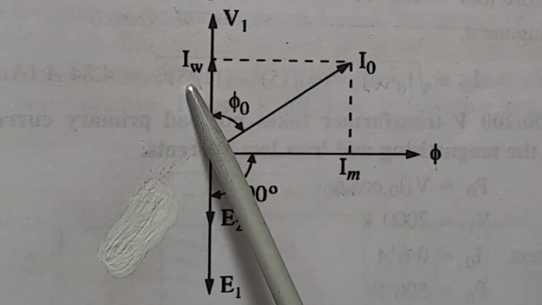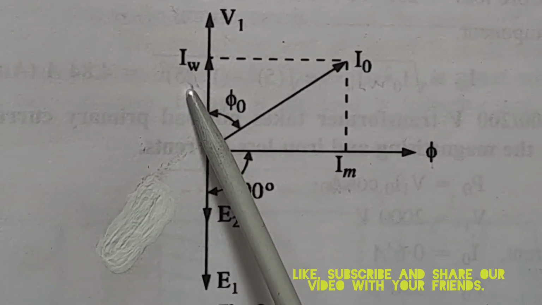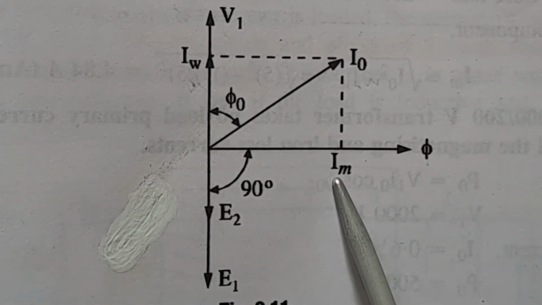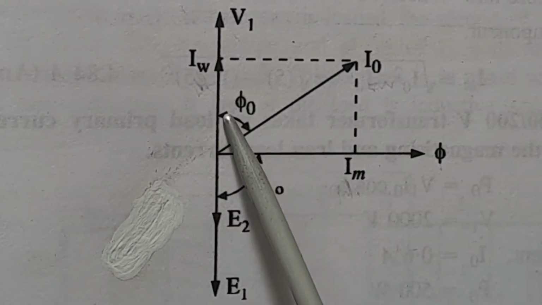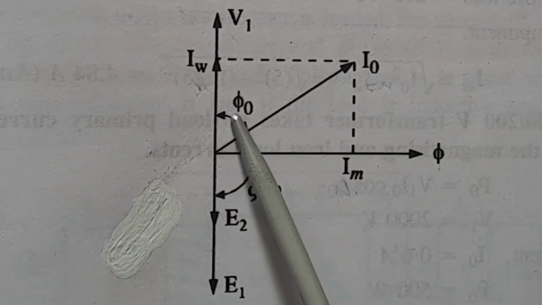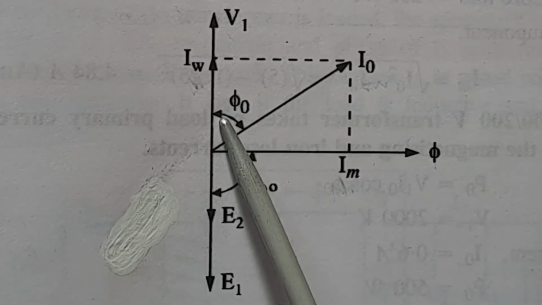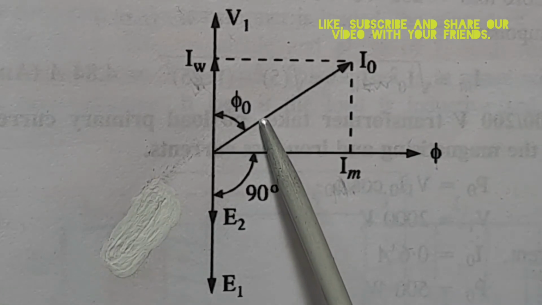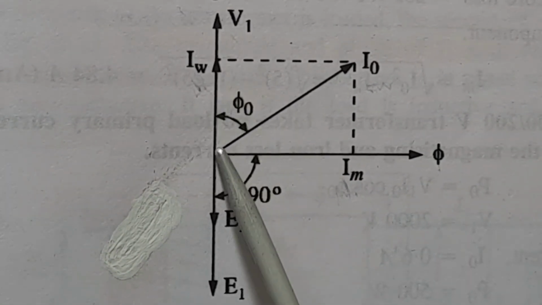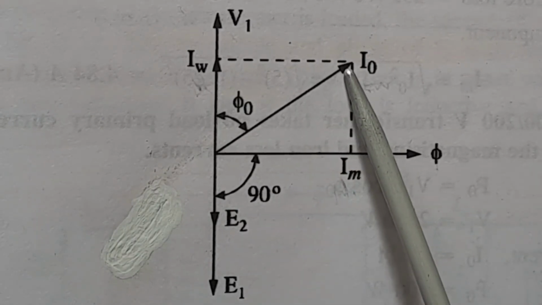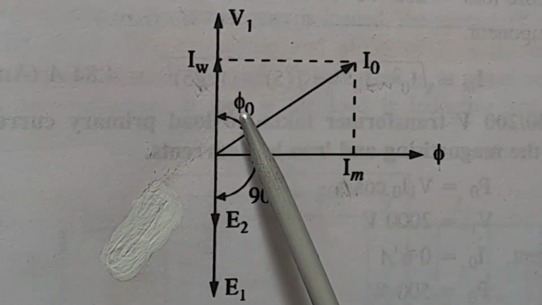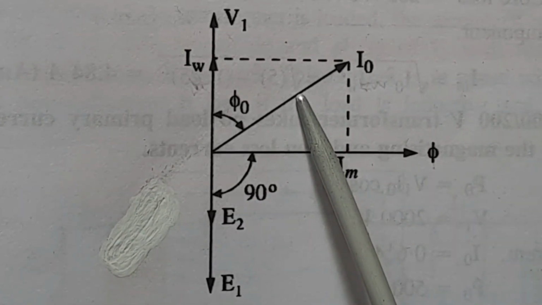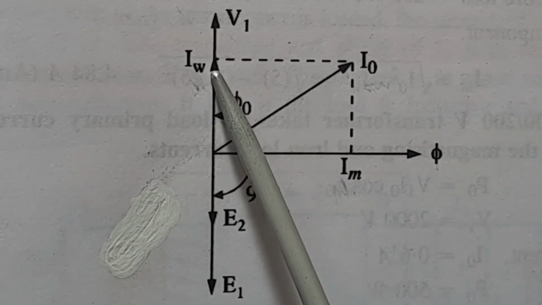The value of this IW will be I0 cos phi, and value of IM will be I0 sin phi. We can also calculate the no load power factor by using trigonometric formulas, and this cos phi naught will be equal to IW divided by I0, and by this we can find out the value of the angle also, that by what angle this no load primary current is lagging from the applied voltage.